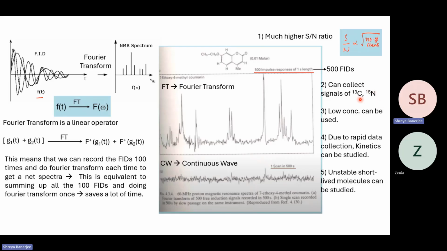And so the peaks of the less abundant nuclei like 13C and 15N can be obtained by Fourier transform. And low concentration is also enough because you can repeat the experiment multiple times. Each experiment takes much less time, so you can repeat as many times as you need to get a better signal to noise. So low concentration is also enough. And if you have some very unstable molecules which do not live for very long, then you can study them by Fourier transform since it's a very quick experiment.